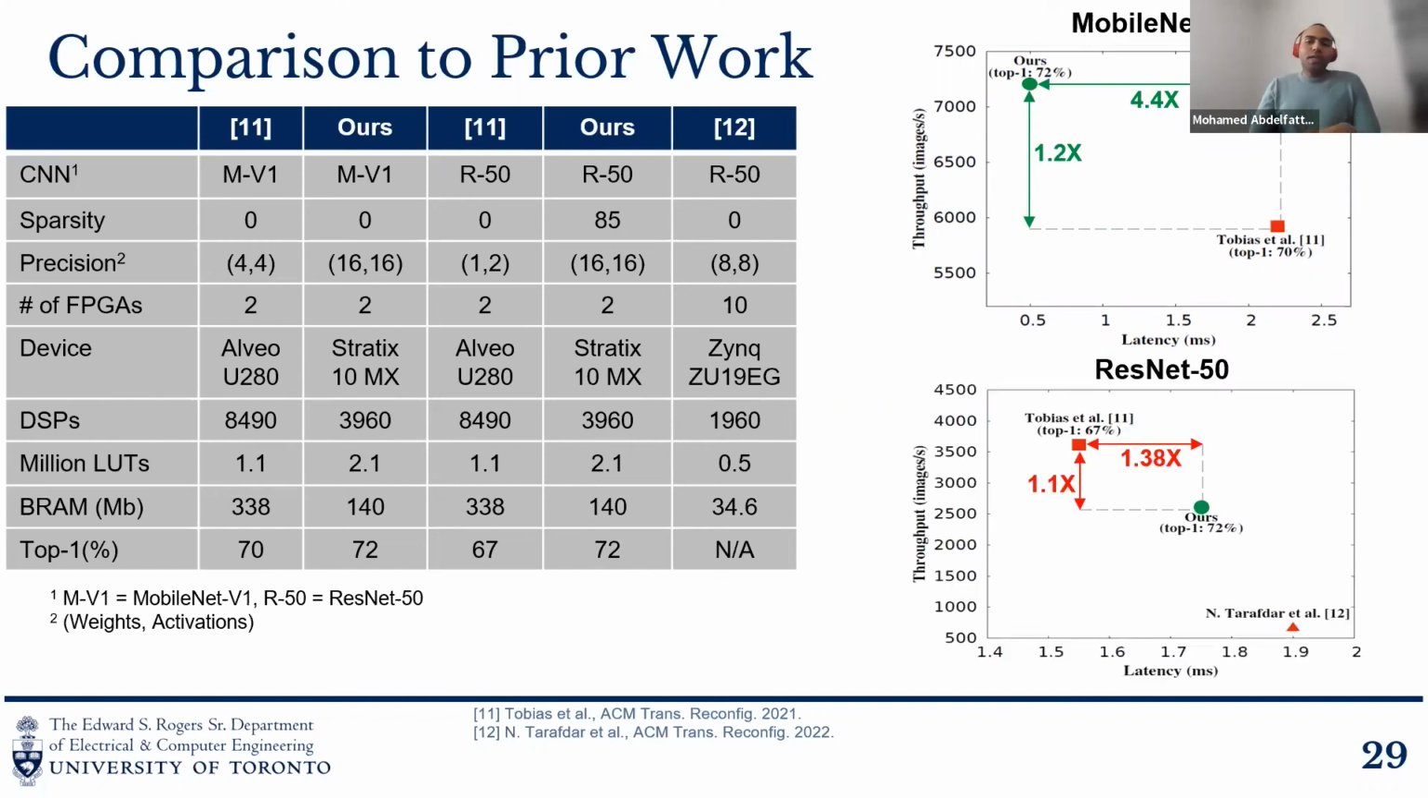For ResNet 50, we achieve slightly lower performance than reference 11. We outperform reference 12 by a good margin. And for reference 11, we achieve 5% better top one accuracy. And the gap in performance can be due to first them using very low precision, which causes a drop in accuracy. And then they're using a larger device than the ones that we are using in our experiments.